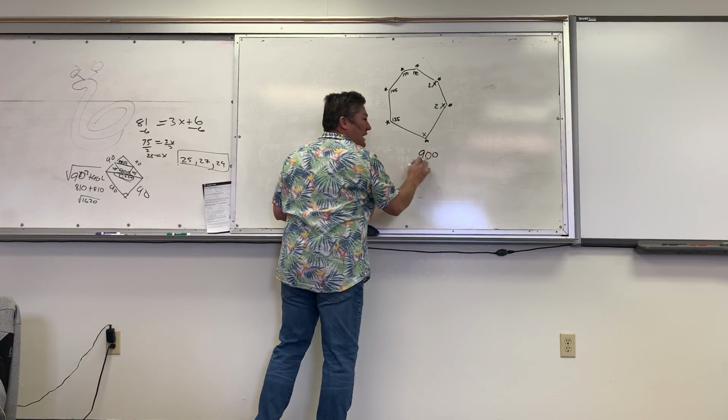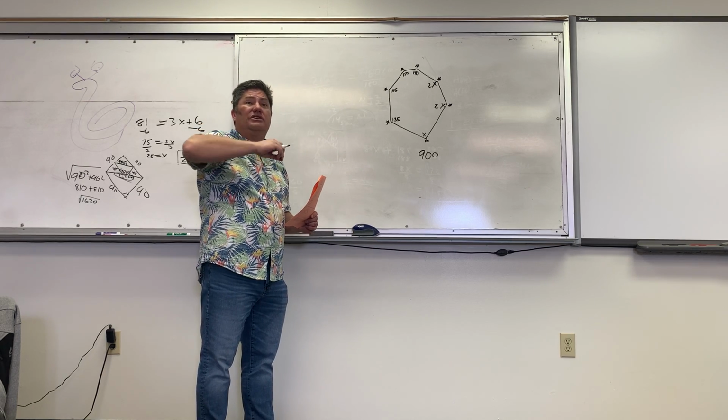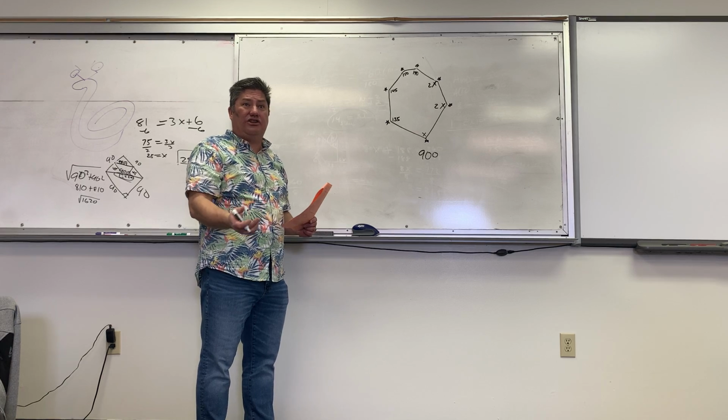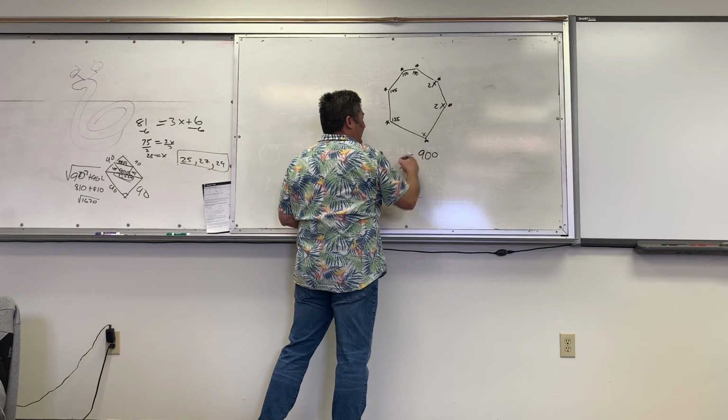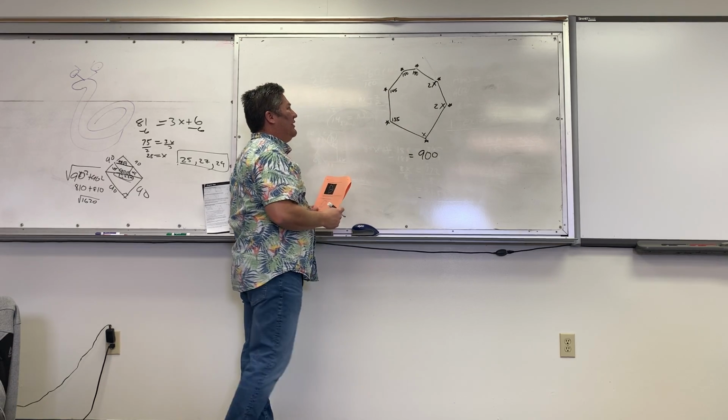Does everybody understand how I got the 900? Yeah. Took the number of sides minus 2 times 180. Okay? That's how you do interior angles. So that's how I got that. I had 5 times 180. That gave me that. Now I add up all the other stuff. What do I get on the other stuff?